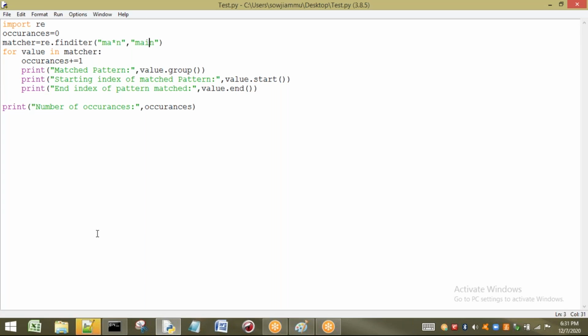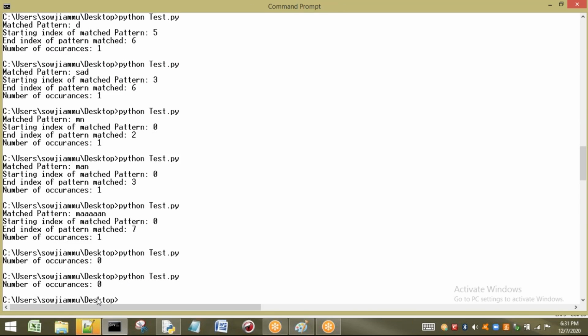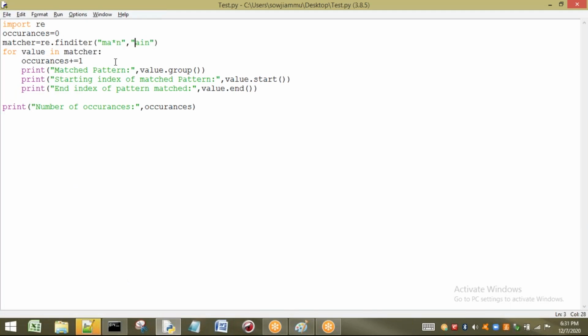Okay. So one more example I will tell you. If I remove M, what happens? Let us see. 0 occurrences. Reason is that the star is applicable only for A, not for M. So that compulsory M should be there, and A's can be anything. Oh, sorry. One minute. I will show without this one.